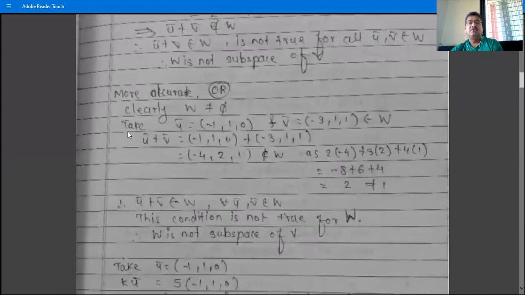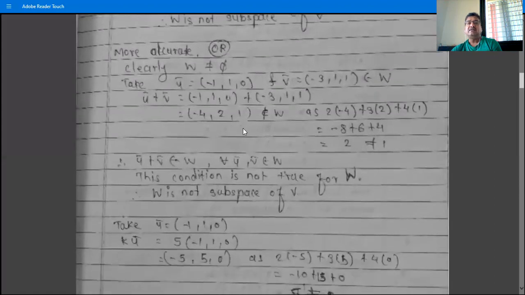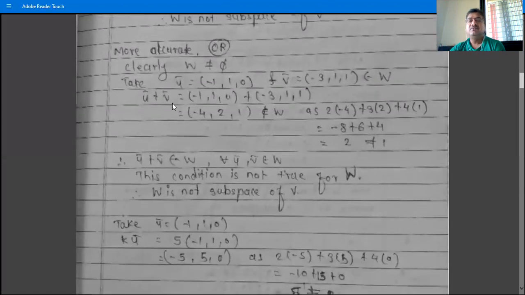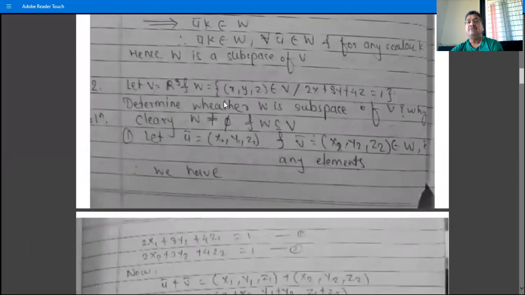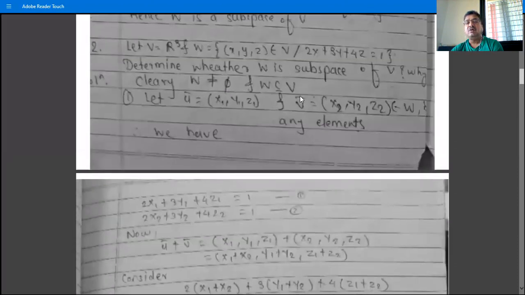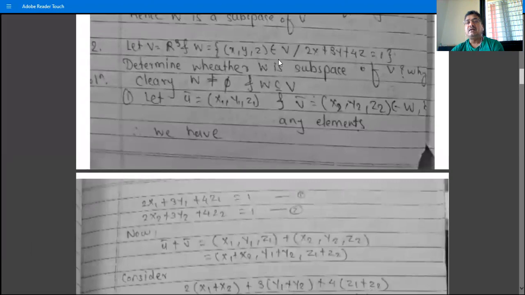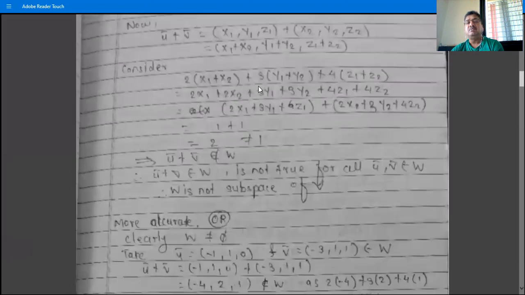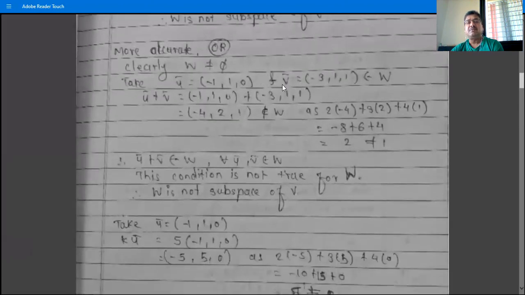So we take two elements, U bar as (-1, 1, 0) and V bar as (-3, 1, 1), belonging to W, any two elements. Why are these elements of W? We have to give the counterexample, which means we have to show that the addition of two elements of W is not an element of W. Okay, so first take two elements from W.